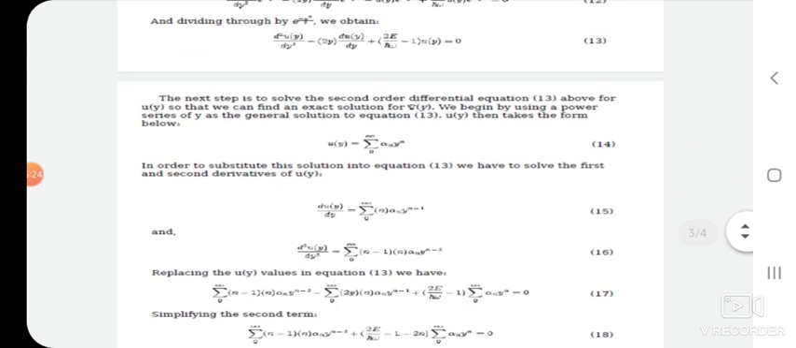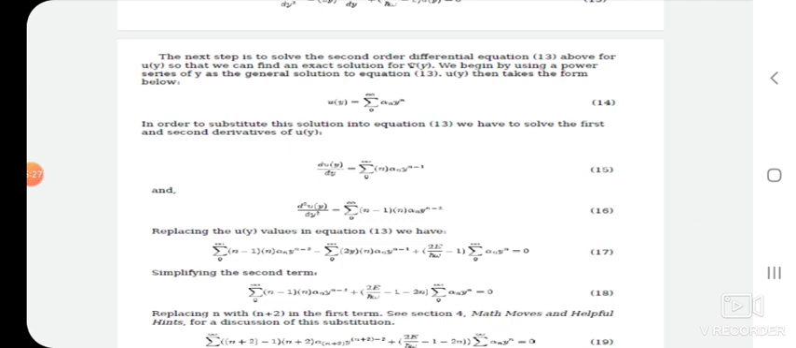Now, the next step is to solve this second order differential equation 13 for u of y, so that we can find an exact solution for psi of y. We begin by using a power series in y as the general solution of equation number 13. Therefore, u of y takes the form below: u of y is equal to summation of a_n y raised to n, where n is equal to 0 to infinity.